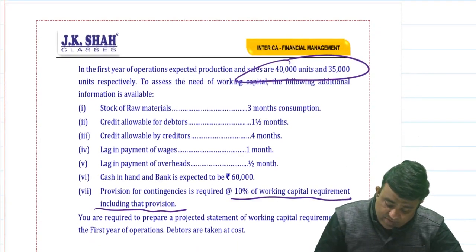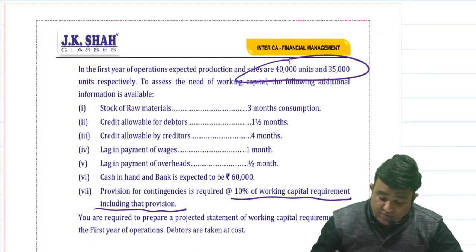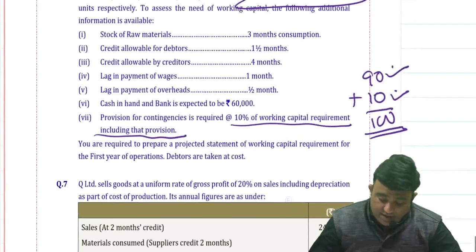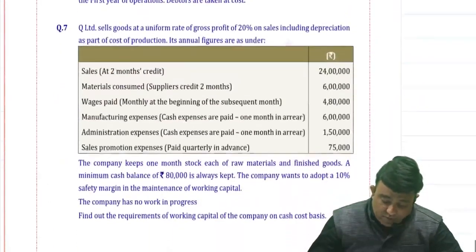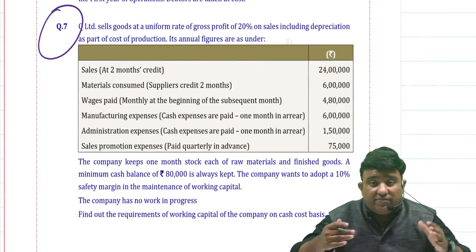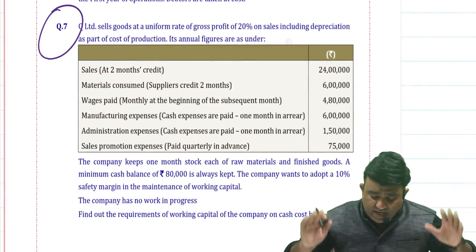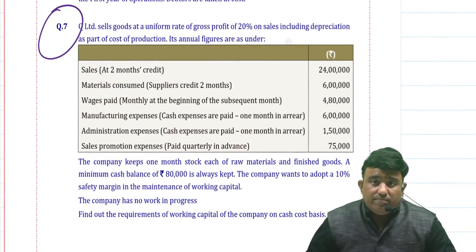10% of working capital requirement is a big point, including that provision. So it will be 90 plus 10 will be 100. So take 100 as the final answer. 90 is the working capital, 10% safety margin and so on. Clear? That was the point. Question 7, again a very normal example, as if it's a question 2 of your classwork example. Same. It's just a little basic difference are there.